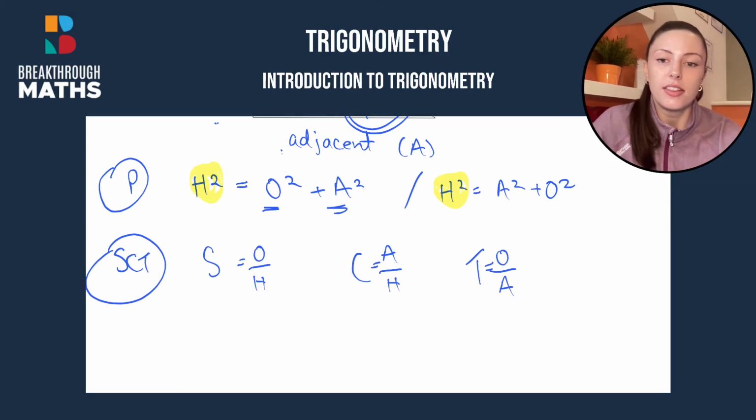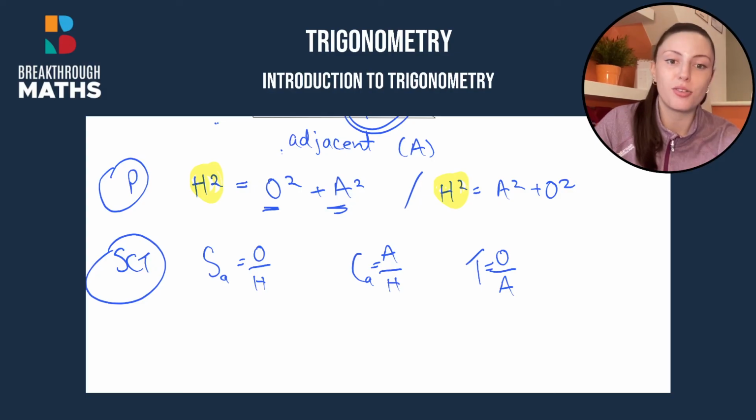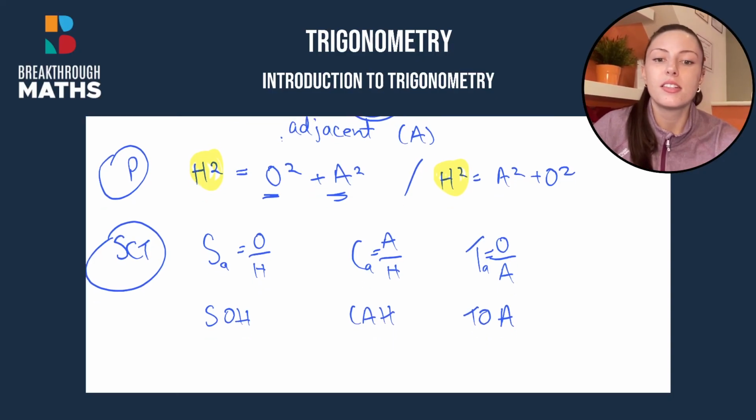So the sine of our angle is going to be equal to the opposite over hypotenuse. The cos of our angle, whatever it may be, is equal to the adjacent over the hypotenuse. And finally, the tan of an angle is equal to the opposite over the adjacent. So: silly old Harry caught a herring trawling off America. Some people just call this the SOH CAH TOA rule, whatever you want to call it. I remember that rule: silly old Harry caught a herring trawling off America, or SOH CAH TOA.